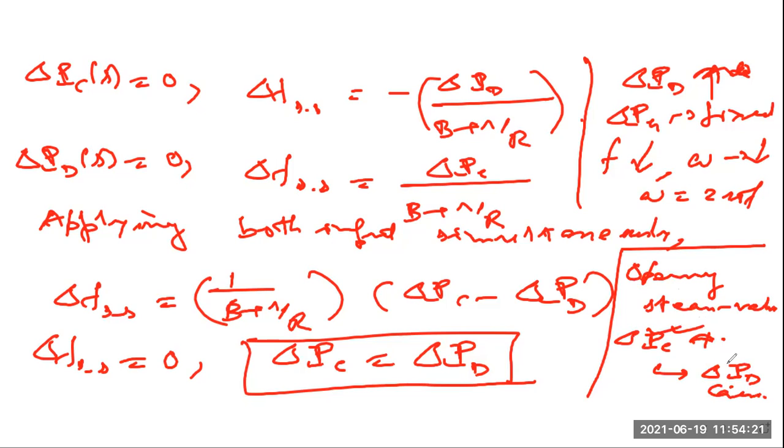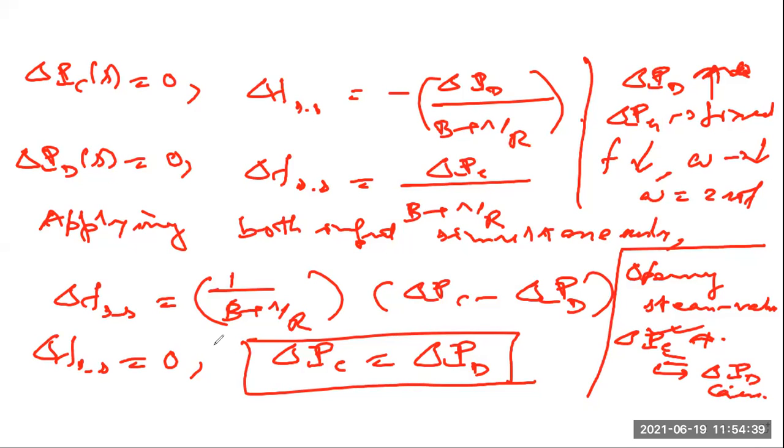The change in load should be equal to your change in delta PC. So if delta PC equals delta PD, then your steady state error will be equal to 0. We have derived this mathematically, and the statement we already know, so this is a proof actually.